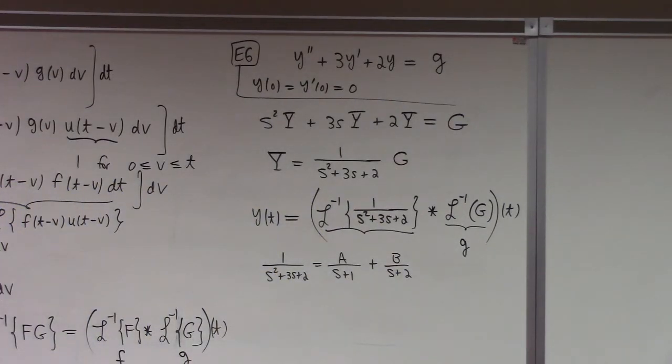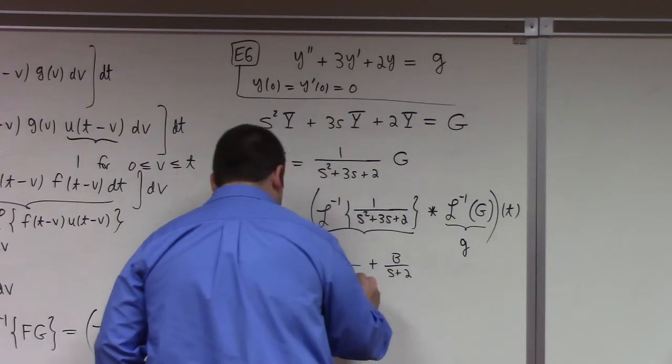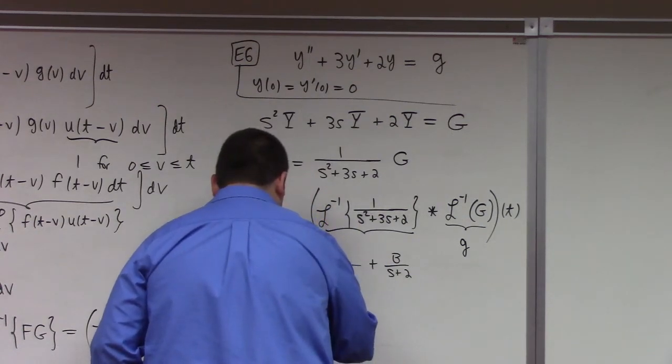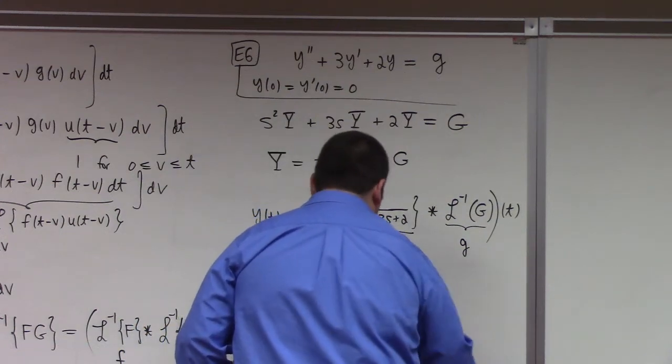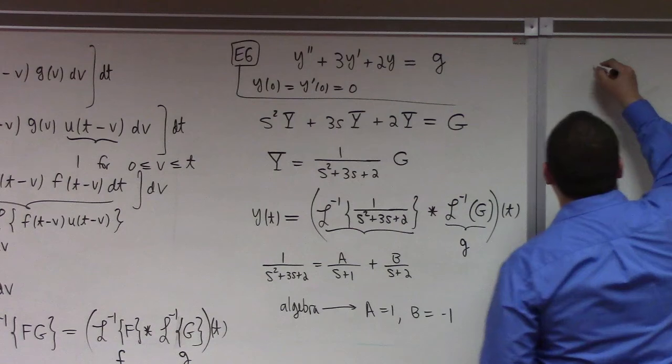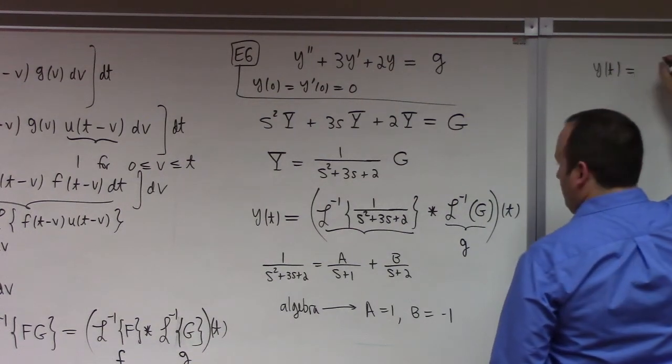Can you work that out? Learn my lesson. Stir it before I get to the end. So you got algebra, a equals 1, b equals minus 1. Very good.